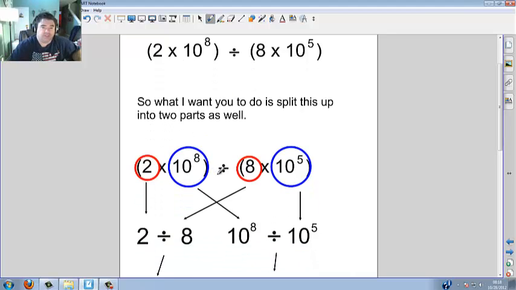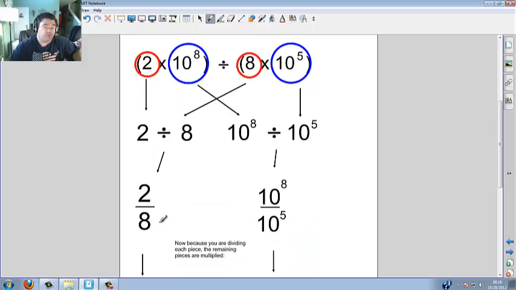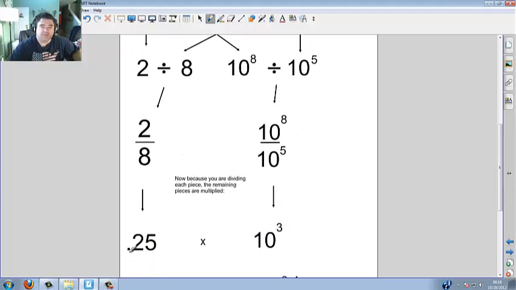What you can do is you're going to take 2 divided by the 8. Well, okay. And that goes here. And then 10 to the 8th divided by 10 to the 5th. Well, 2 divided by 8 will become 1/4, or 0.25, whichever way you want to do it. 10 to the 8th divided by 10 to the 5th. You stack them. Top divided by bottom. Top wins by 3. So this becomes 0.25 times 10 to the 3rd.